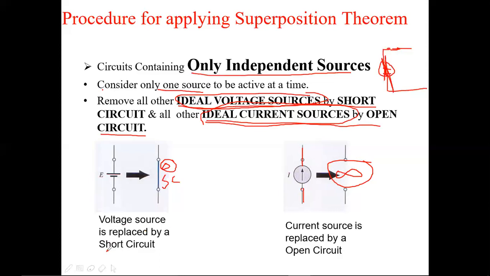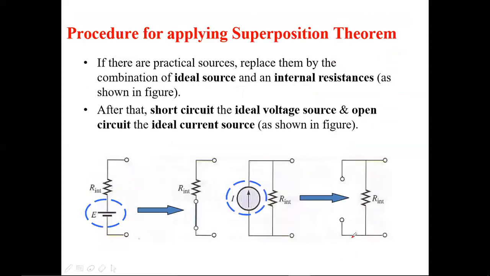Voltage source is replaced by short circuit or replaced by internal resistance R0. Current source, ideal, is replaced by infinity. So this is about this slide. Let me move to the next slide. Right, if there are practical sources, replace them by a combination of an ideal source and the internal resistance as shown in the figure, like this.